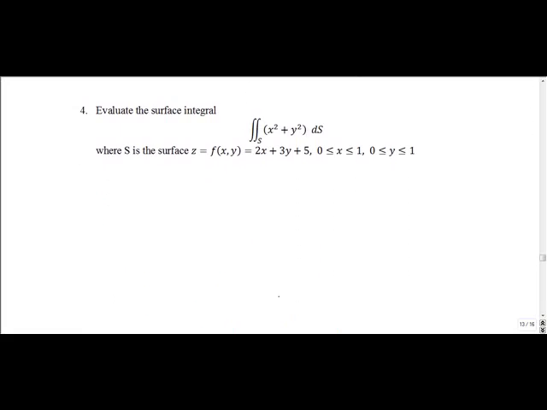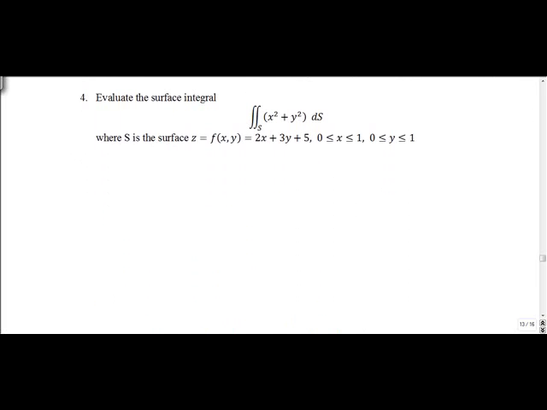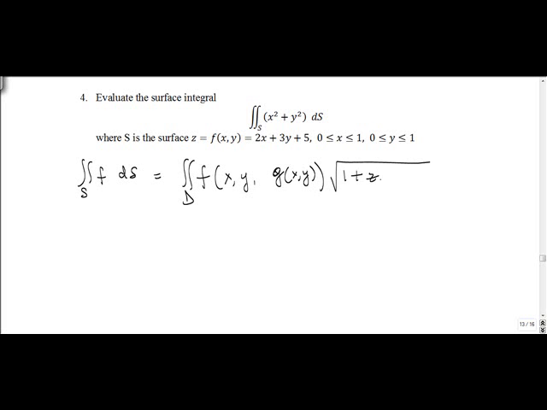Why don't you try this one? This is a similar one to what we just did. Let me write out the formula. The double integral of f dS: you rewrite f in terms of x and y, g of x, y, times the square root of 1 plus partial z with respect to x squared plus partial z with respect to y squared dA. Try it on your own. So find the partials first, do the square root thing, and only set up the integral. No, hold on. You can evaluate that. It's quite easy. So evaluate it fully. You can do that, and then we'll do it together.